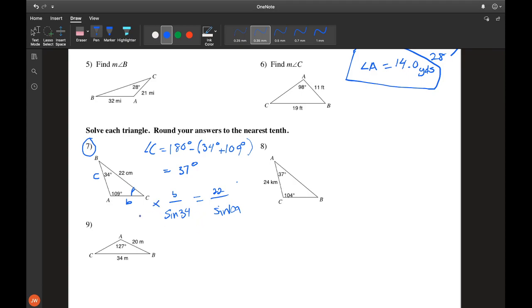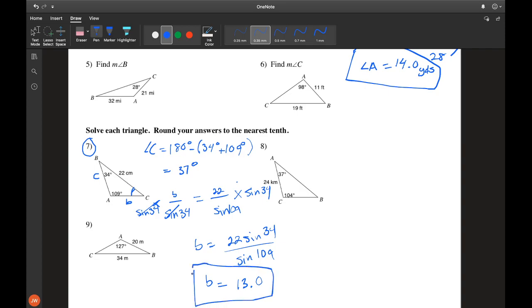So I'm going to undo that division. Multiply this by sine 34. B equals this, 22 sine 34 divided by sine 109. And what is this going to be equal to? 13.0. This is B. Alright, so final part, I just need to find C.